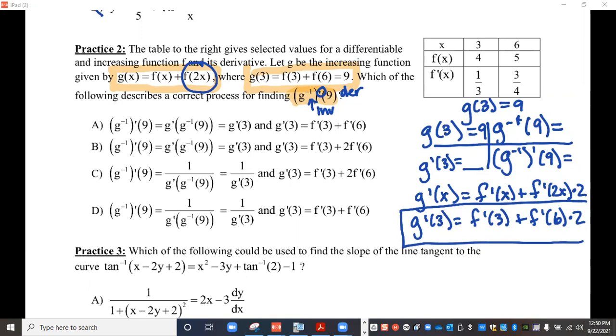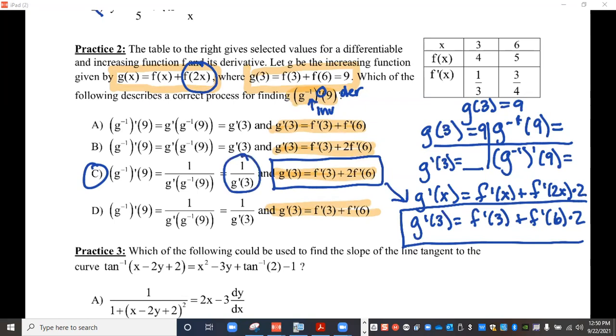Now in your four answer choices, they're giving you the formula to calculate g prime of 3. There is only one out of these answer choices that has the correct way to calculate g prime of 3. Which answer choice would it be? There's only one. Which one is it? C. That's the only one that matches the formula that we came up with. Remember, you're taking the reciprocal, which is the relationship between the derivative's inverse and its inverse. So any questions?